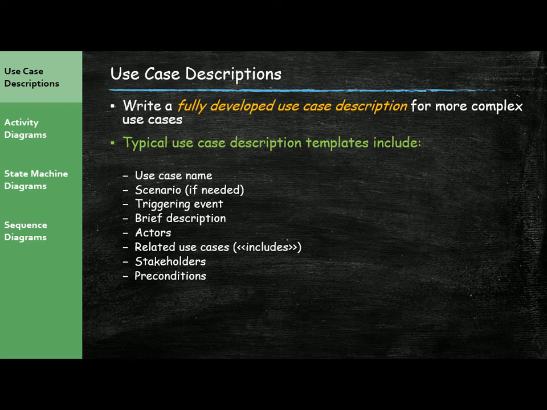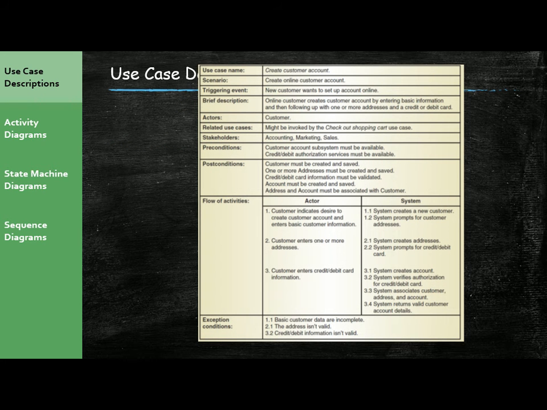We'll also list the preconditions, so the things that have to be true before the use case can commence. And when the use case is completed, the postconditions are what should have been completed at the end of the use case. A flow of activities, I'll show you an example of that, and any exceptions, so things that happen that would indicate that the use case failed to meet its goal. So these are all the parts, and it's a pretty lengthy document usually that you would create from a fully developed use case description. Here's an example of one.